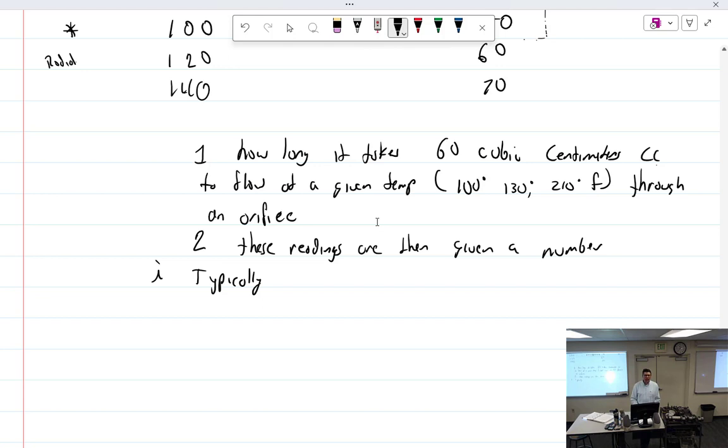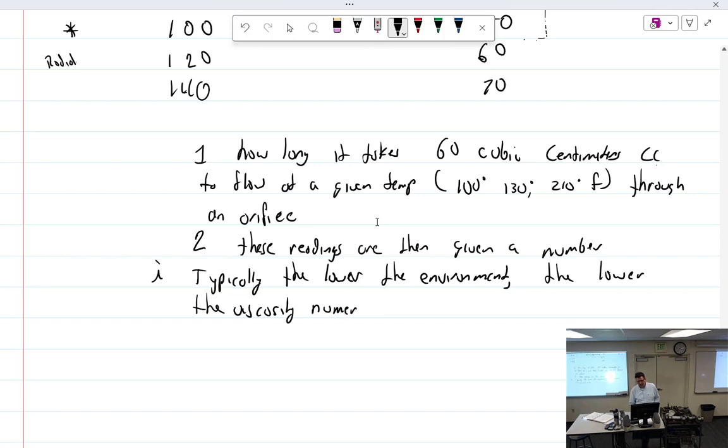Typically the colder the environment, the lower the viscosity number desired. That would make more sense.